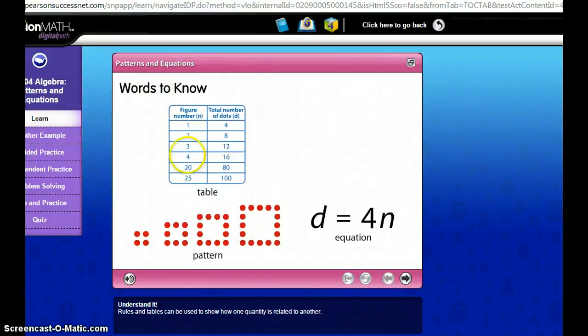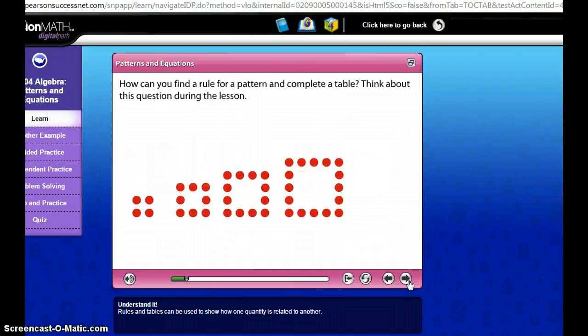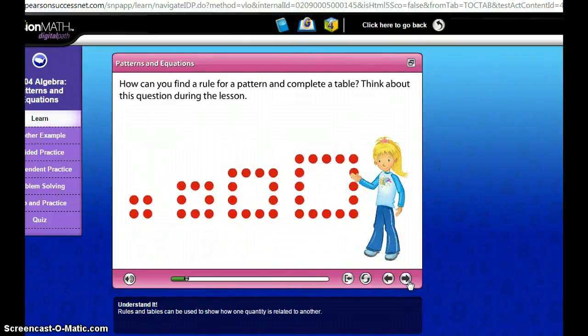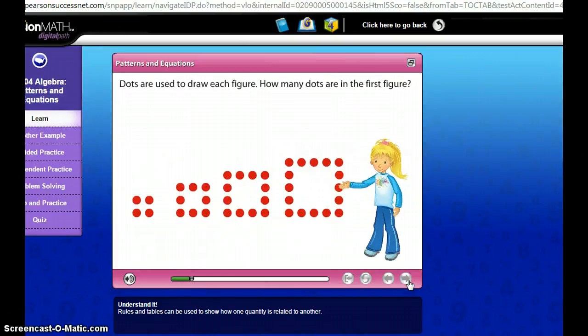Words to know: table, pattern, equation. How can you find a rule for a pattern and complete a table? Think about this question during the lesson.